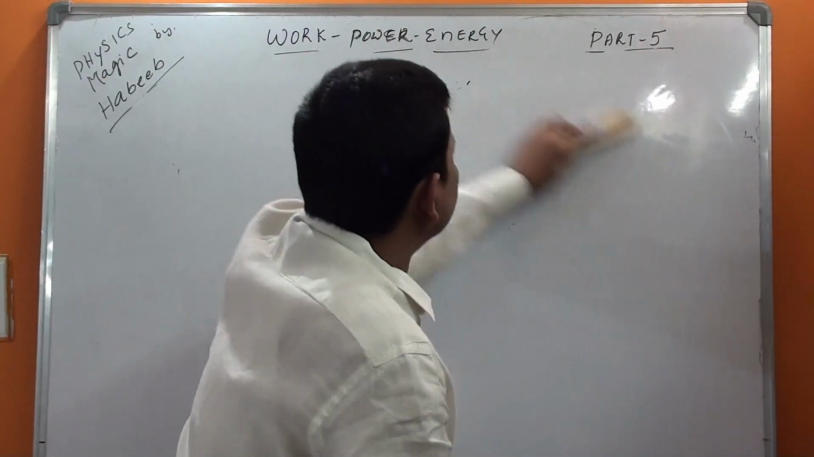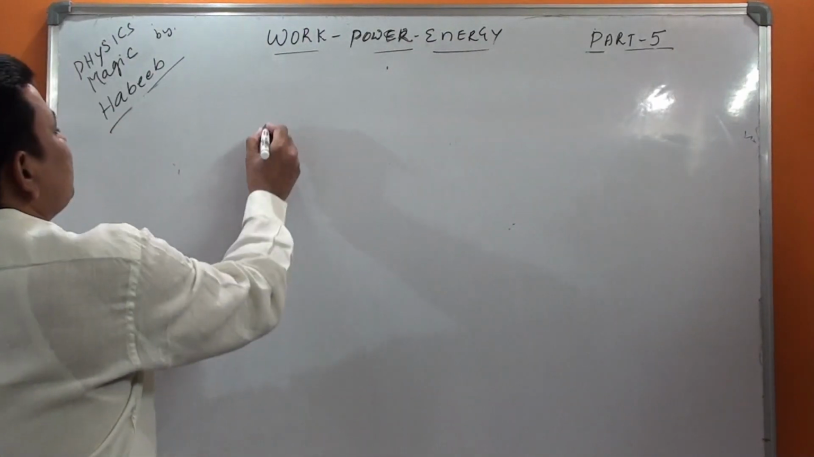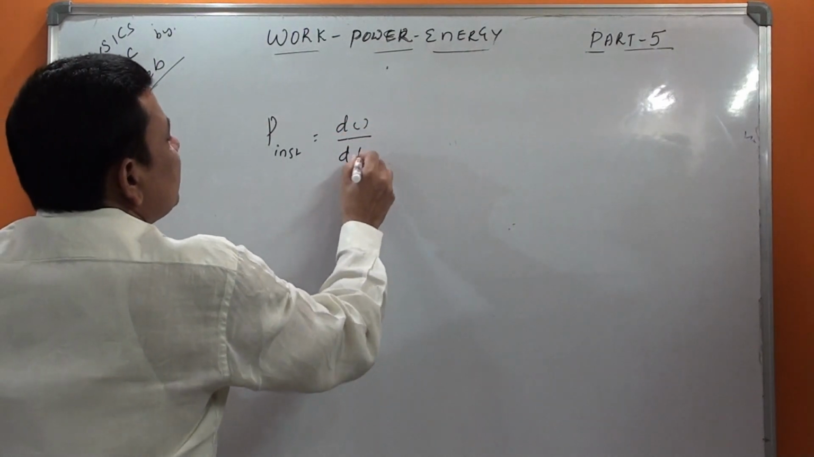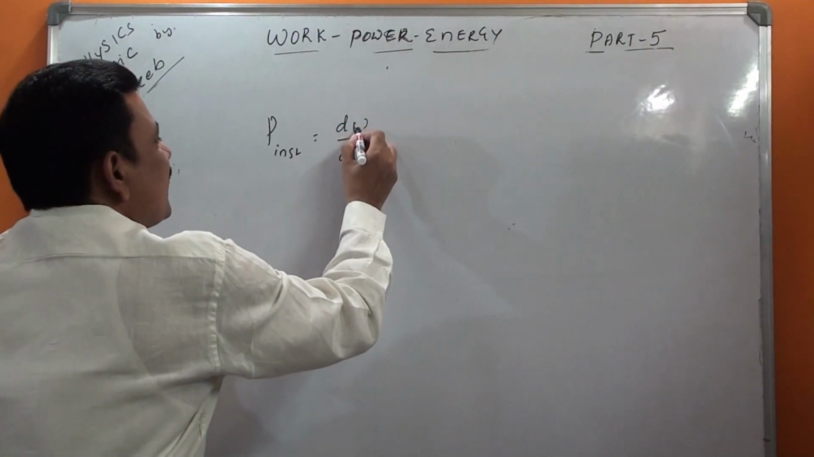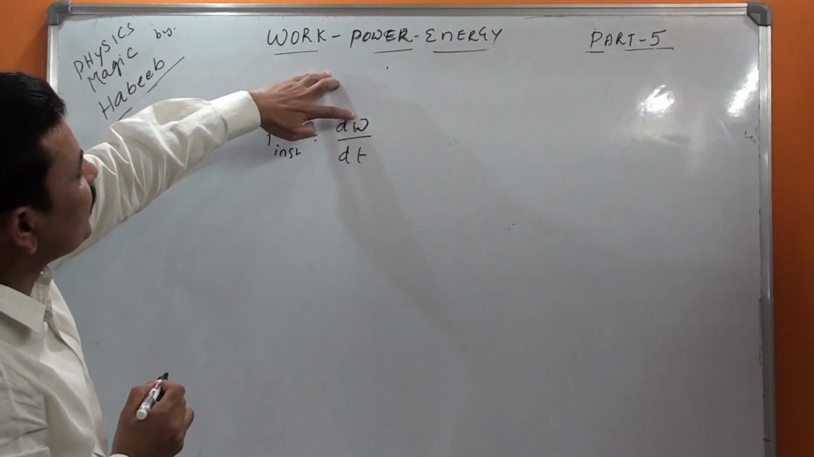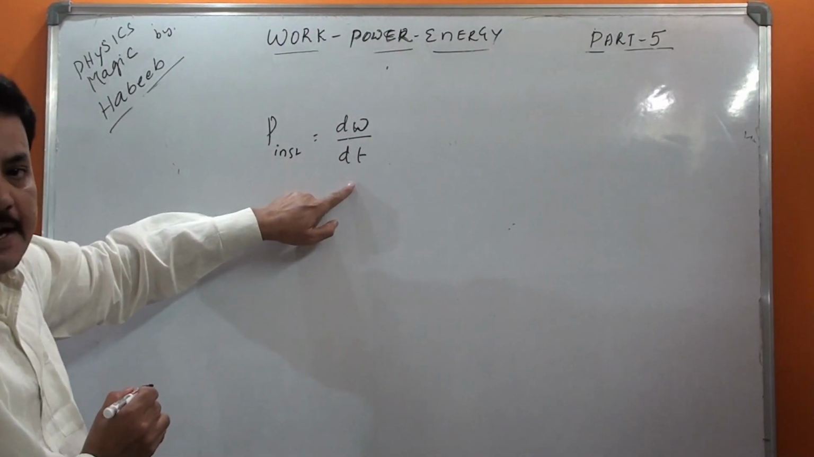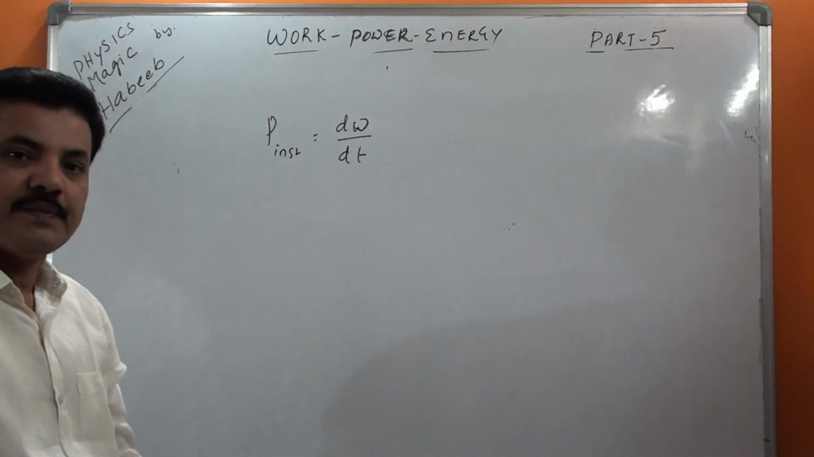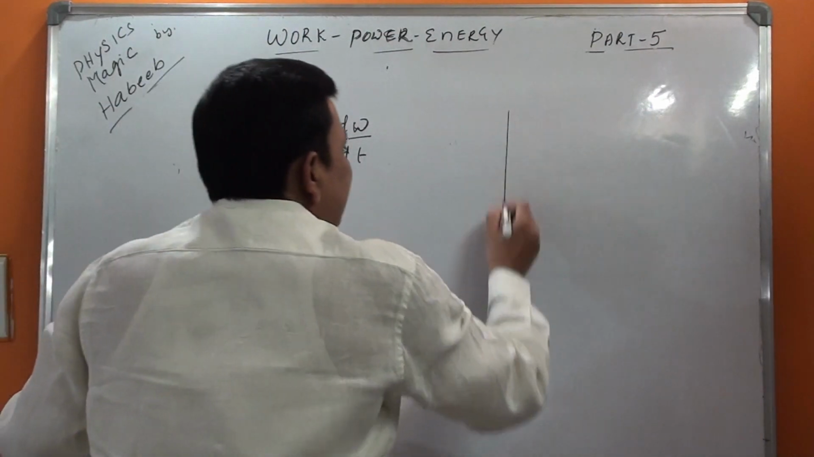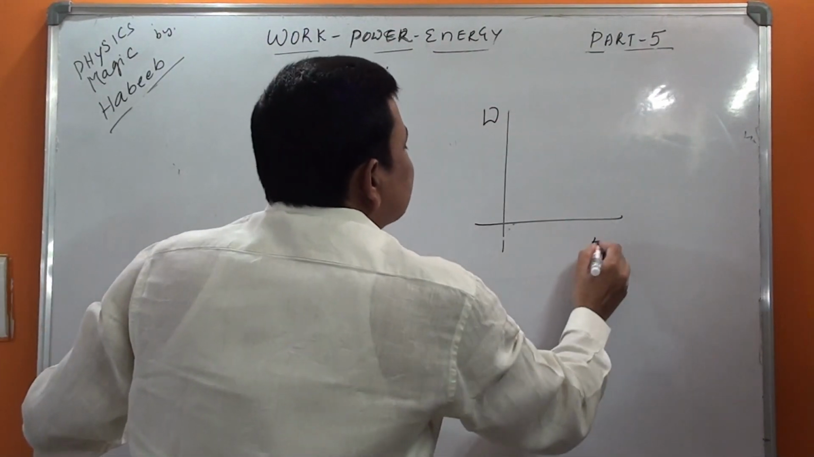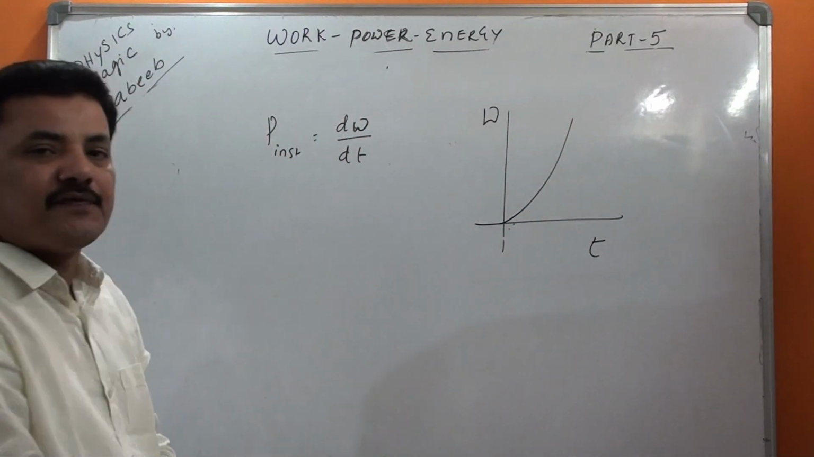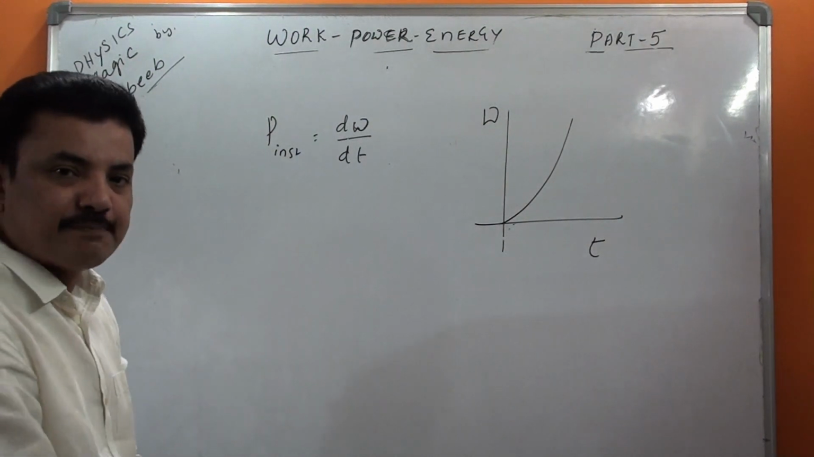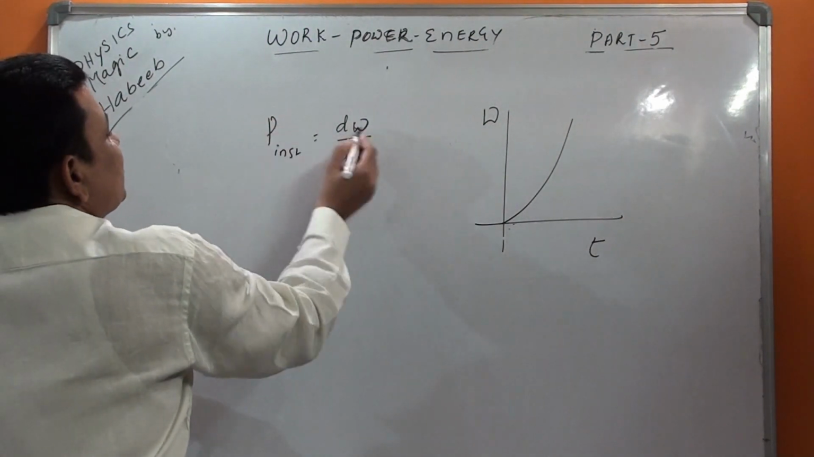Now let us continue the same here. We have written instantaneous power is equal to dw by dt. So from this formula, if you draw a graph between work done and time, the slope of that graph will give you the instantaneous power. If you draw a graph between work done and time, then you will get a graph like that. Then the slope of that particular graph will give you instantaneous power. So P instantaneous is equal to this one.